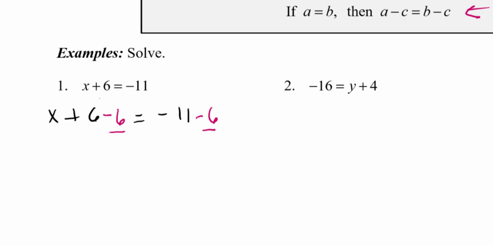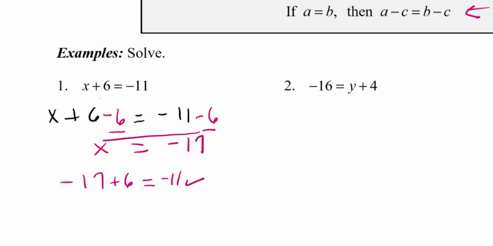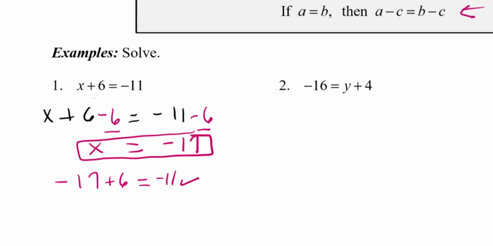Okay, so here we now have x plus 0, which is x on the left-hand side. And here we have a negative 11 added to a negative 6, which is a negative 17. So checking, negative 17 plus 6 does equal negative 11. So x equals negative 17 is the solution to this equation.